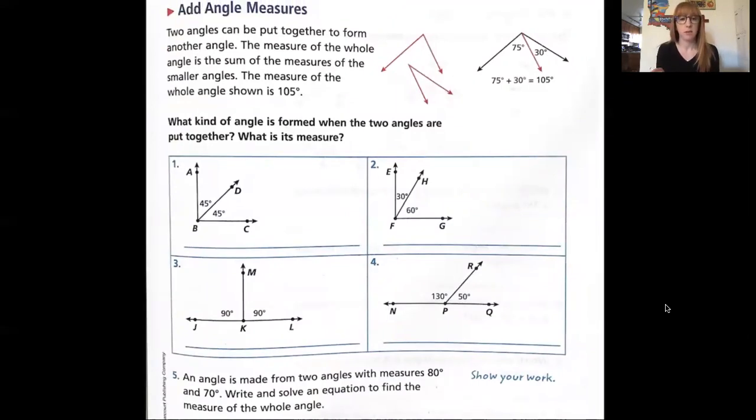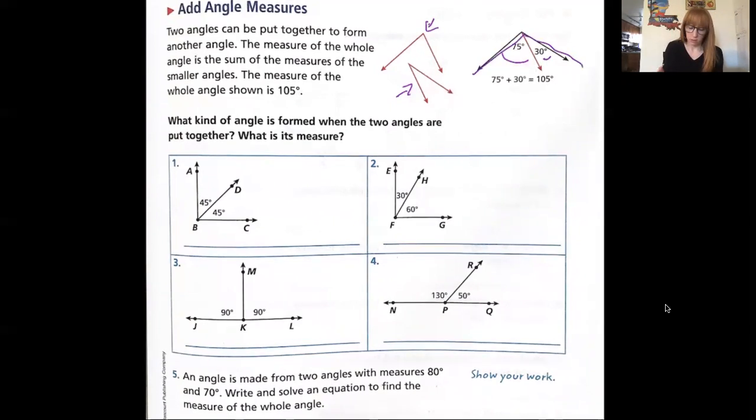This measure of the whole angle is the sum of the measures of the smaller angles. The measure of the whole angle shown is 105 degrees. So these two smaller angles here, this one is 75 and this one is 30. And when we put them together, we add those two angle measures to find the whole angle, and it's 105 degrees.